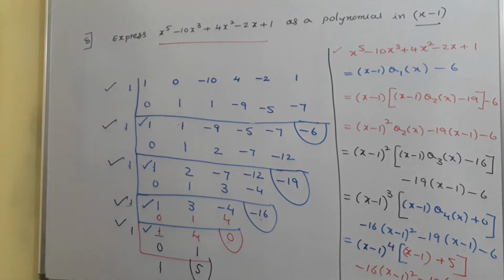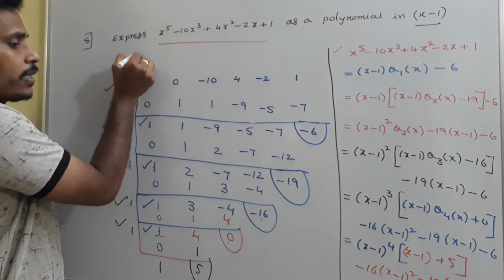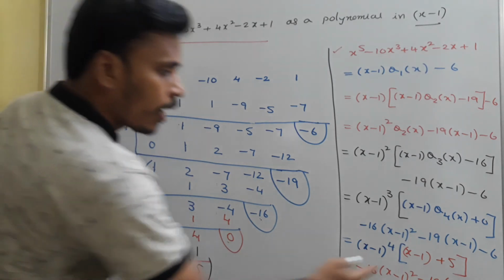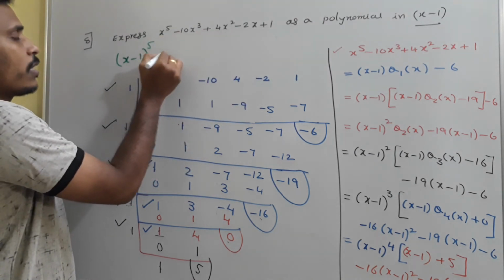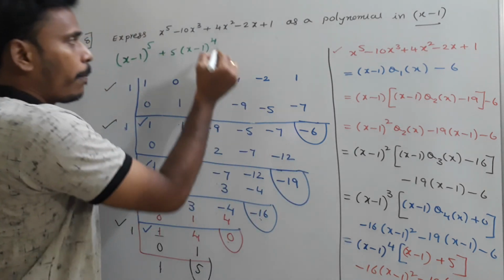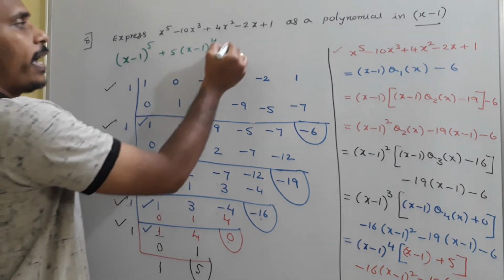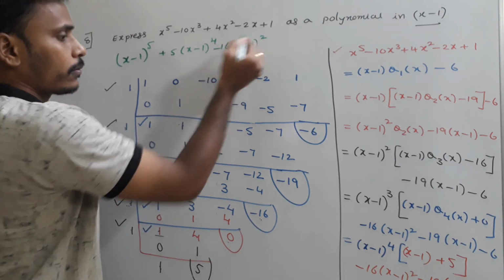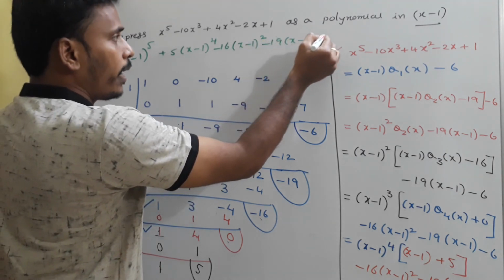You just have a look. When you multiply that last step, what you will get? (x minus 1) power 4 into (x minus 1). I am writing here: (x minus 1) to the power 5 plus 5 into (x minus 1) to the power 4. Next, minus 16 into (x minus 1) whole square minus 19 into (x minus 1) minus 6.